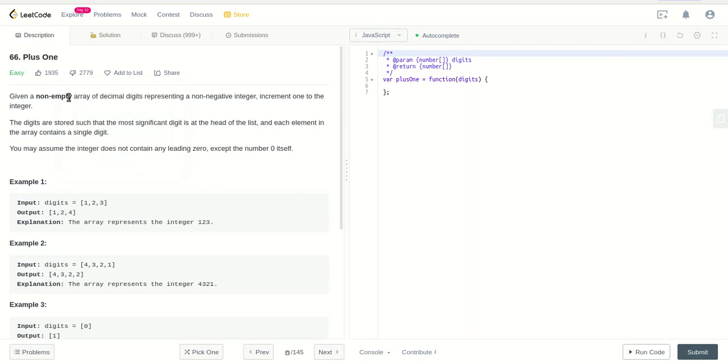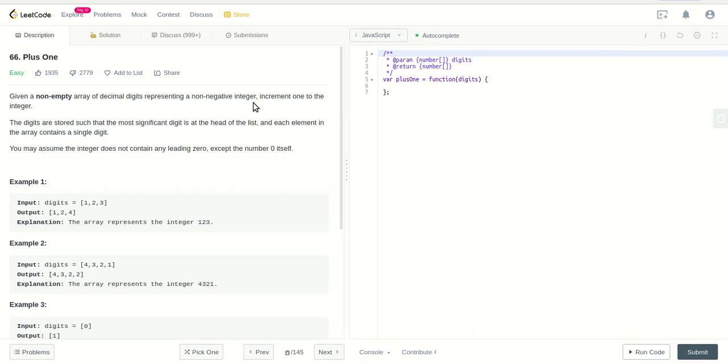Today I will be going over problem Plus One. It reads, given a non-empty array of decimal digits representing a non-negative integer, increment 1 to the integer. The digits are stored such that the most significant digit is at the head of the list, and each element in the array contains a single digit. You may assume the integer does not contain any leading zero except the number 0 itself.